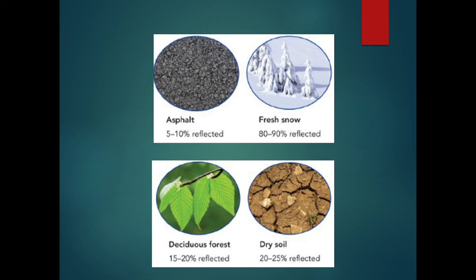Now let's compare it to fresh snow. 80 to 90% reflected. So that's something great, because most of the energy is not simply being absorbed by the ground, but it is being rejected and going back to the universe in general. We have deciduous forest, 15 to 20% reflected. So even though plants do not reflect a lot of energy, they absorb the sunlight to create their food, which is very important. And we have dry soil, from 20 to 25% reflected of the light that comes in.